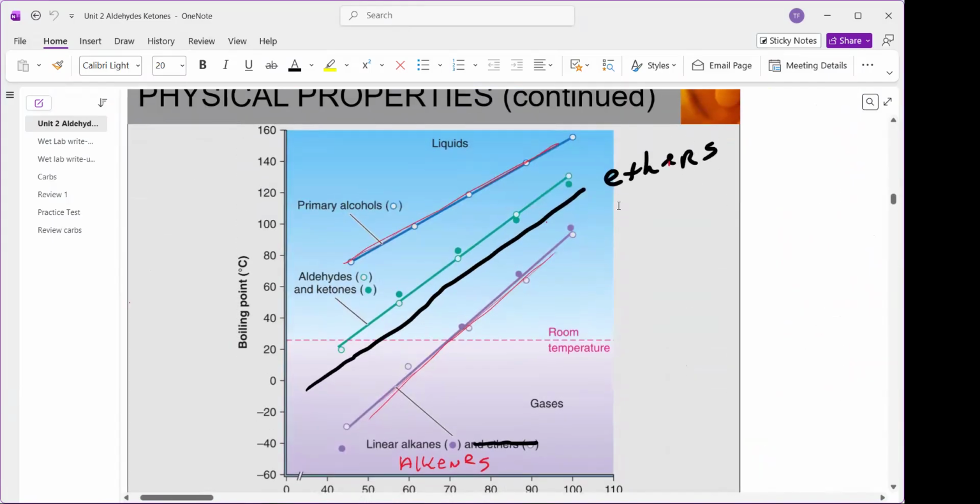Okay, as far as IMFs are concerned, you can see alcohols again are at the top, and aldehydes fall kind of in between the alkene and alkenes. And then ethers are sort of similar to aldehydes and ketones because of the oxygen.